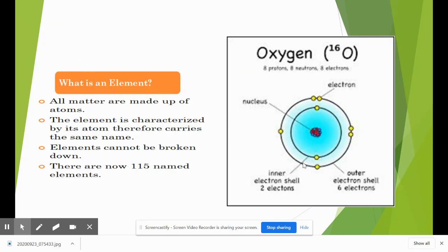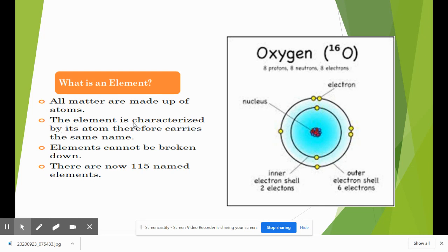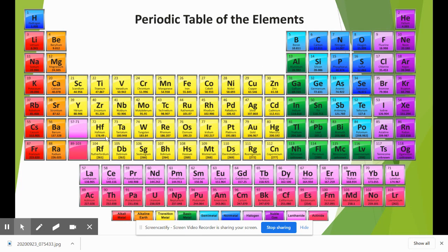This is a picture of the oxygen atom. So for example, if the name of the element is oxygen, the name of its atom is called oxygen atom. I'm going to go back to the periodic table here. You will see each element has a symbol and they all start with a capital letter. So either it will have one letter or two letters.